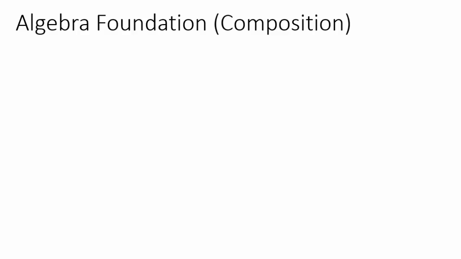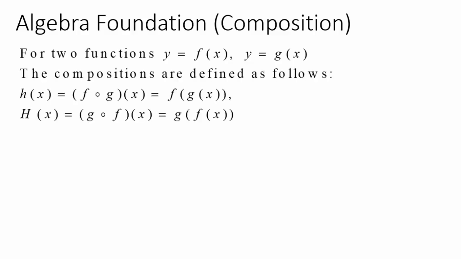Let us have some foundational discussions about composition of functions. We are given two functions y equals f of x and y equals g of x. The compositions are defined as follows. Let me give a name like h of x, which is the composition of f with g. F composition g of x can also be written as f of g of x. And another name, say uppercase H of x, we are changing the function now. G composition f, that is also read as g of f of x.